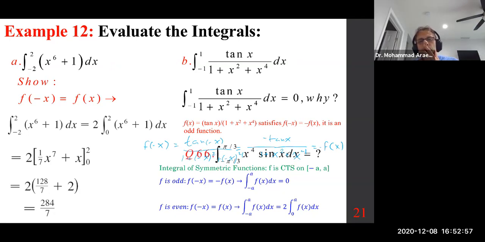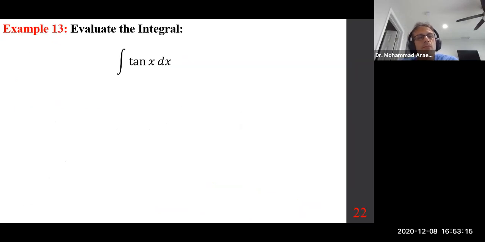You can work on this one on your own, the integral of x to the power of 4 sine x dx, as we evaluated from negative pi over 3 to positive pi over 3. And I think that's question 66. Go ahead and work on that on your own later on. We want to evaluate the integral of tan x. We haven't discussed that up to now. So to do that, we are going to use substitution as follows.